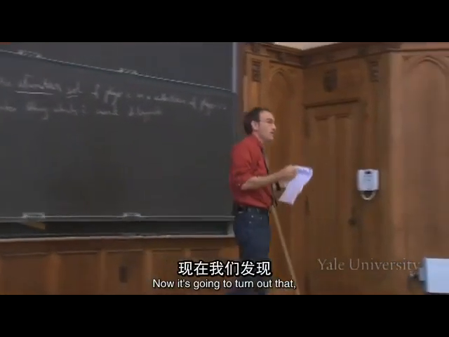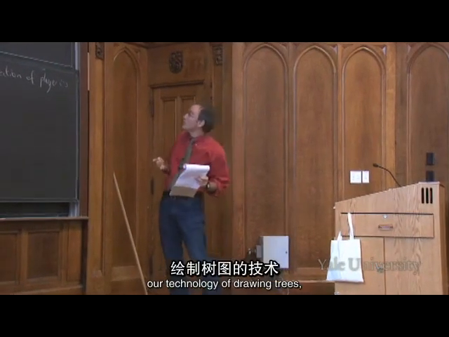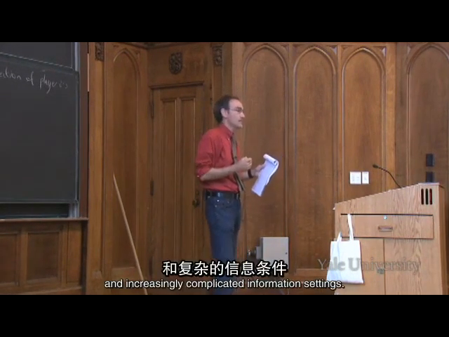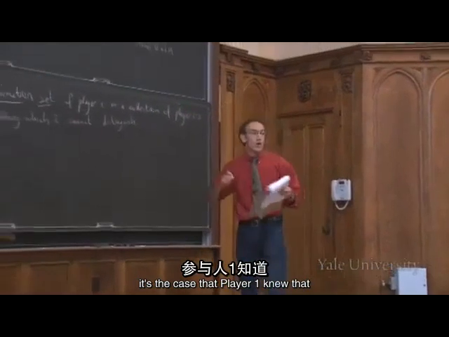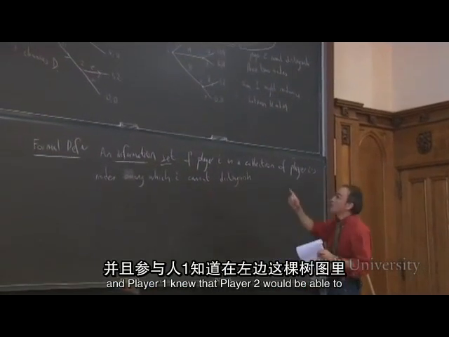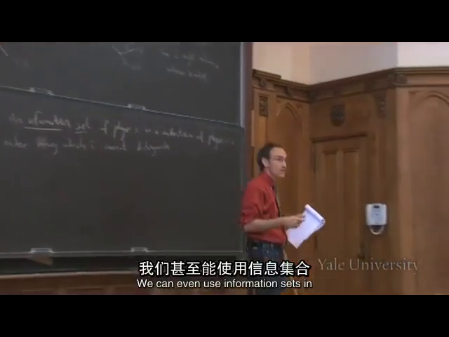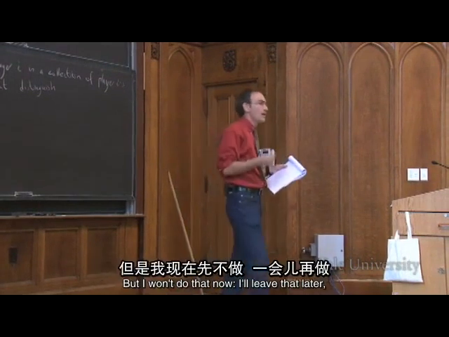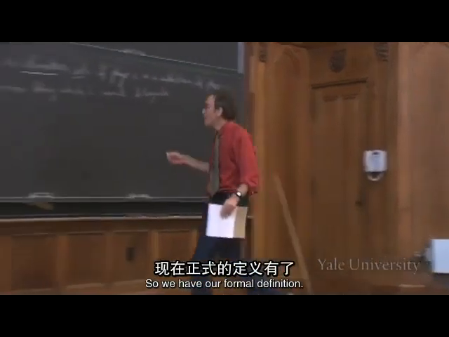It's going to turn out that by clever use of information sets, we're going to be able to use our technology of drawing trees to capture all sorts of interesting and increasingly complicated information settings. In this particular game, player 1 knew that player 2 was not going to be able to distinguish between up or middle in this tree, and player 1 knew that player 2 would be able to distinguish in the left-hand tree. We can even use information sets in a more elaborate tree to capture the idea that player 1 may not know what player 2 is going to know. But I won't do that now, I'll leave that for later, and you'll see some examples of that on the homework. So we have our formal definition.